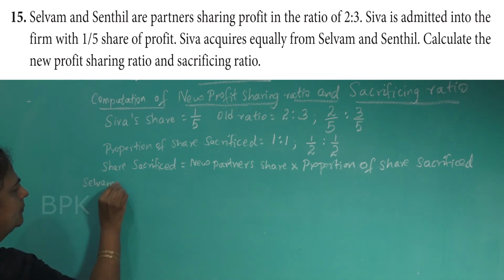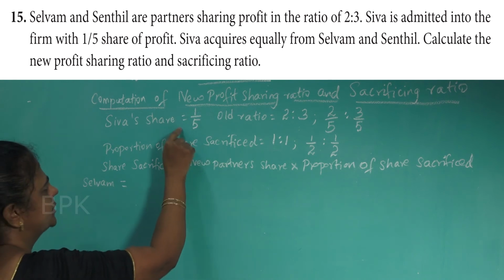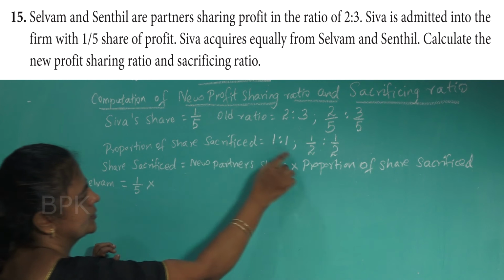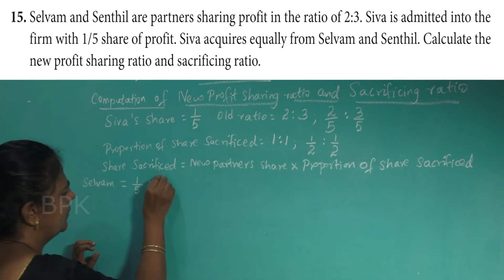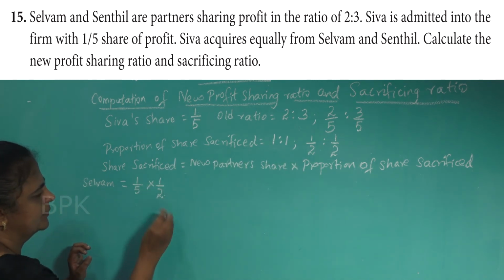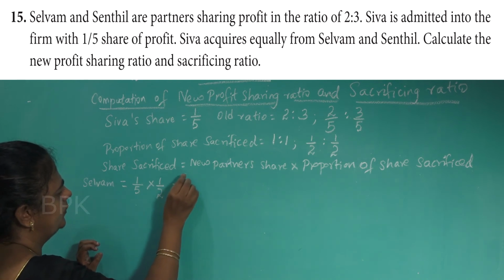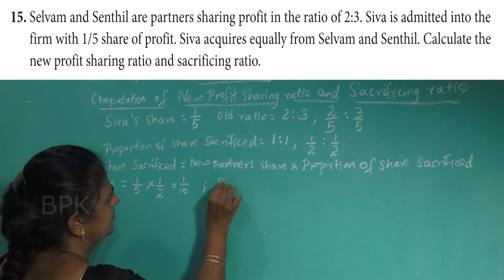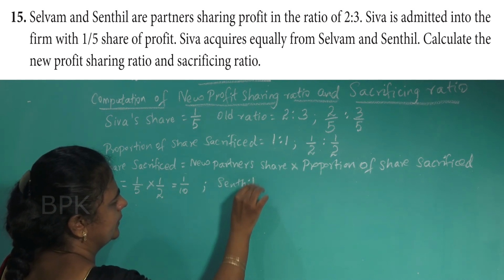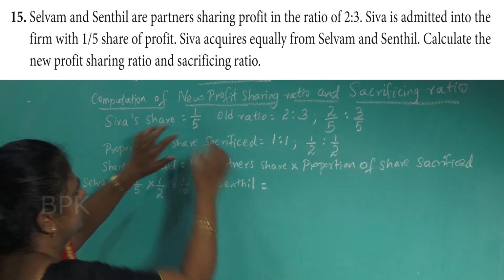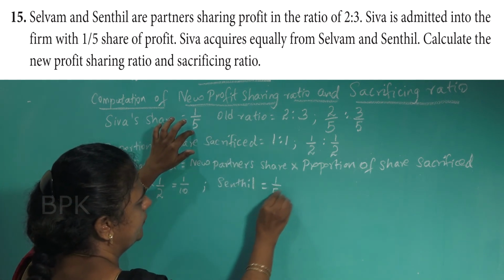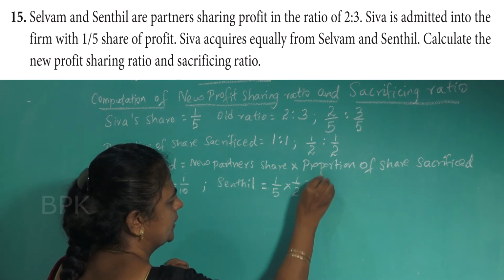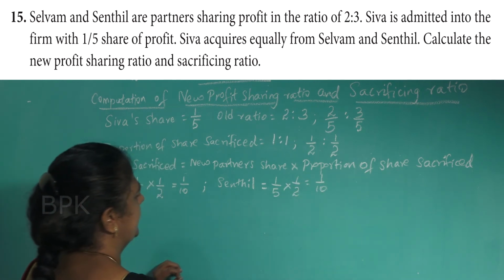For Selvam, new partner share is 1 by 5. Proportion of share sacrificed is what? 1 by 2. So that will give you 1 by 10. Next find for Senthil. Senthil, new partner share is 1 by 5. Proportion of share sacrificed is 1 by 2. So that again you will get 1 by 10.